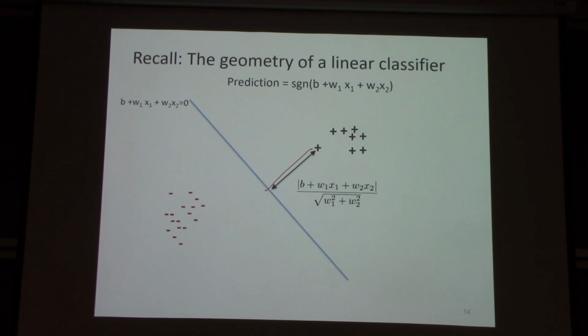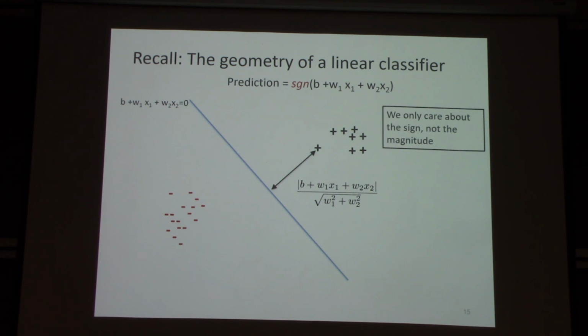And you remember the formula for the distance. If your hyperplane is W transpose X plus B equals 0, the distance of a point from the line is the absolute value of W transpose X plus B divided by the norm of W, the length of W. And this is the same thing here in 2 dimensions.